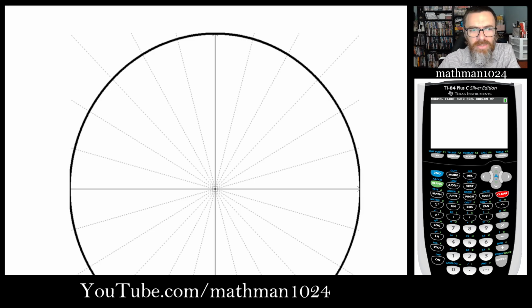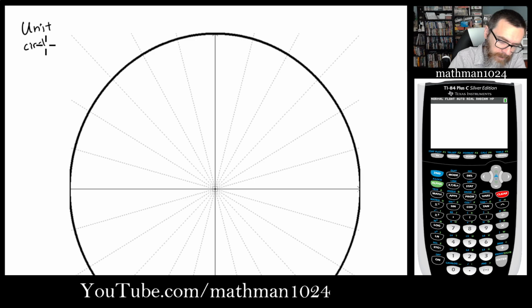All right, so let's take a look at this circle that we have drawn here. And we're going to call this our unit circle. Okay. So for the unit circle, we're looking at having a radius of 1. Okay, so that's the big idea for the unit circle. The radius is equal to 1.